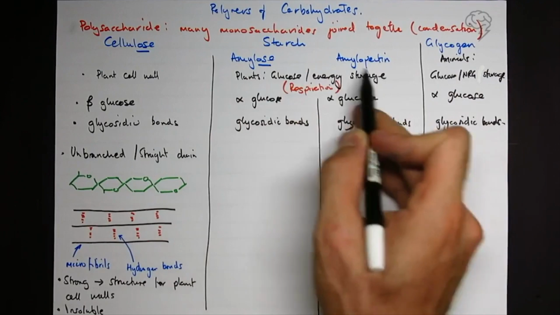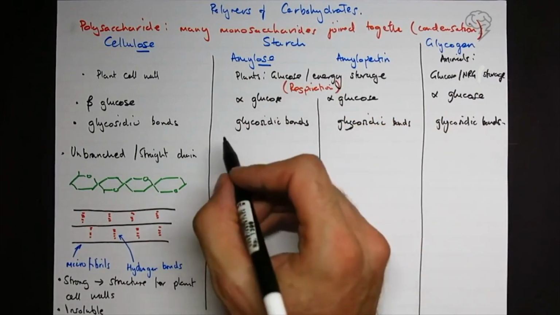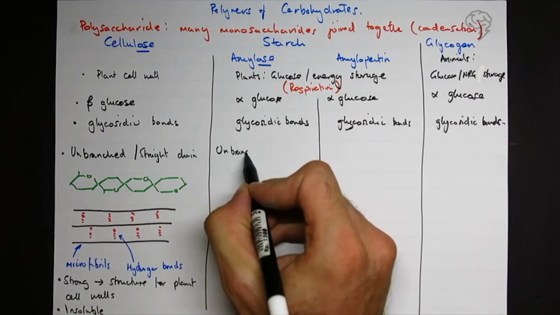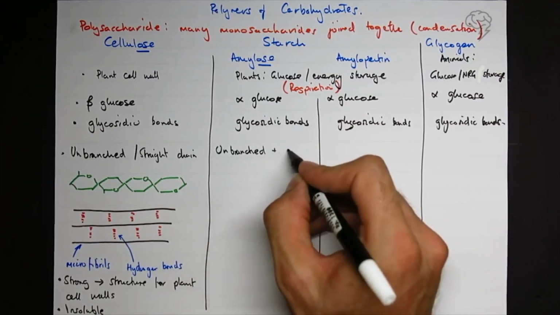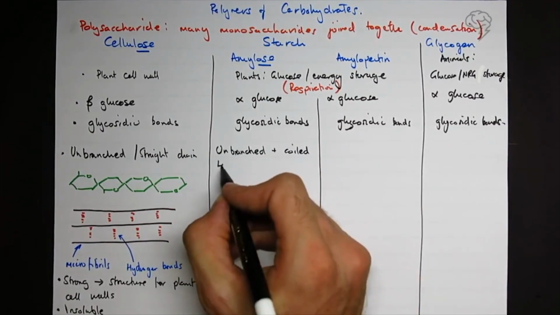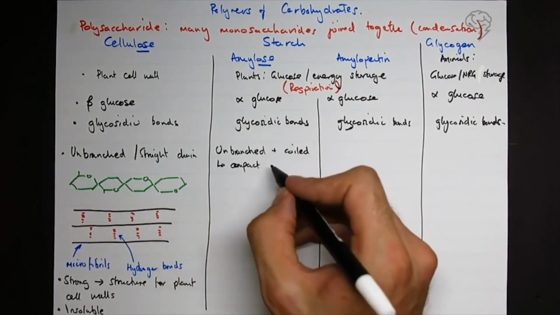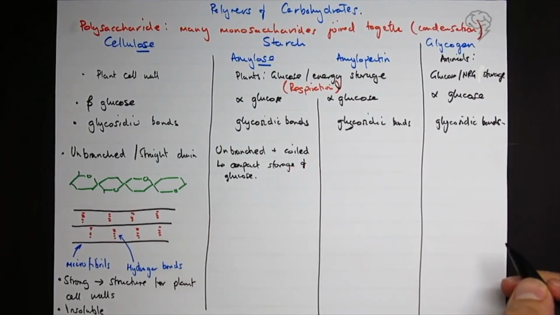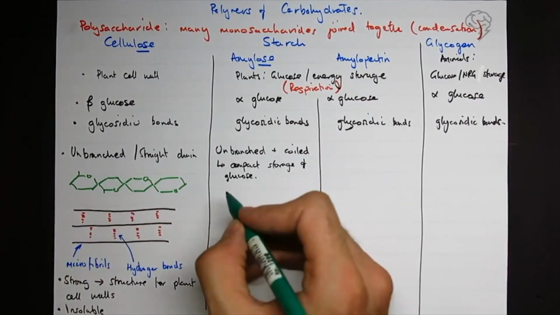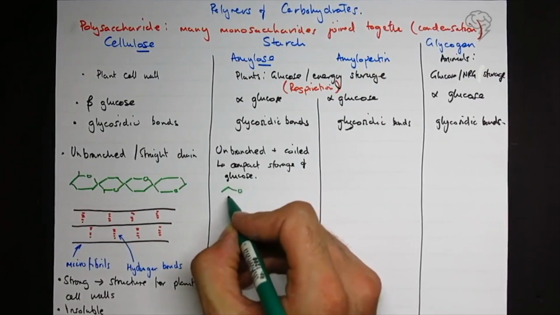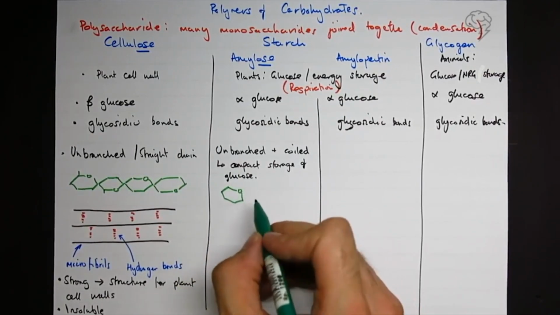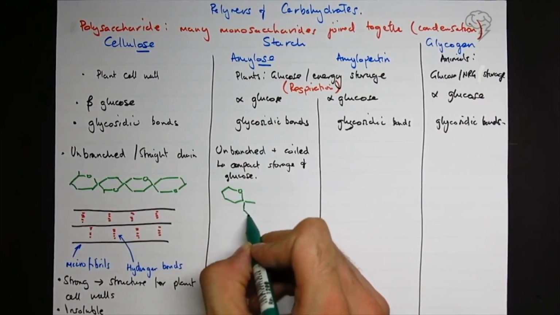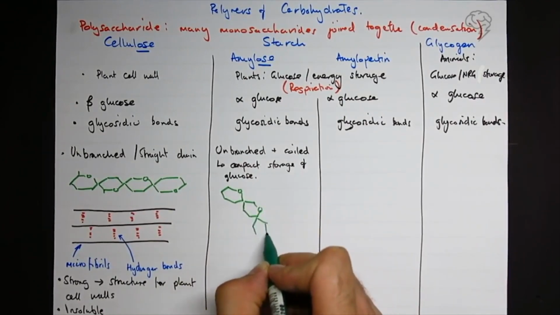Obviously, they have a shared function. This is also unbranched, but it's also coiled. This means it is compact storage of glucose, so it doesn't take up too much space. Pretty efficient, dense energy store. Now, its structure is unbranched and coiled, whereas this is unbranched and straight. This is to do with the properties of alpha glucose. I've drawn that on a bit of a wonk already. But what happens is the angle, and this is alpha glucose, so the oxygen is going to be in the same place each time.